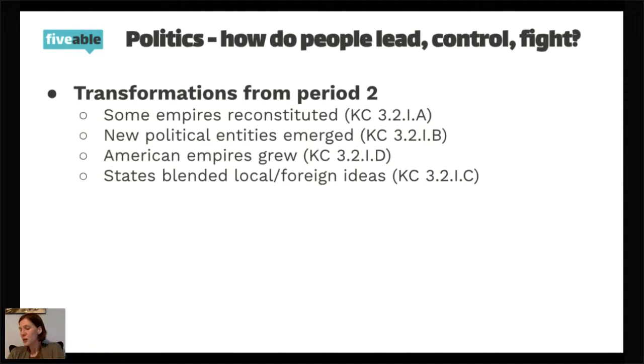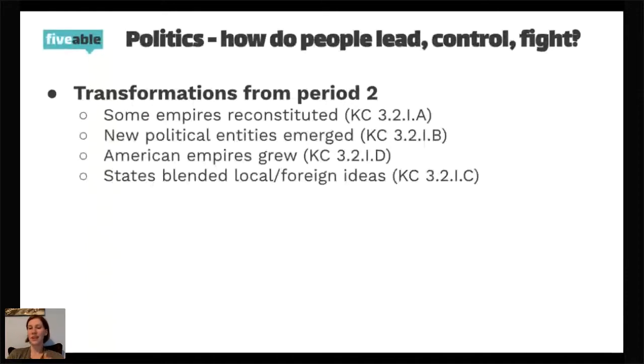And then there's this note in the key concepts that says that states blended local and foreign ideas. I think that's all it says in the key concepts, and what the College Board is trying to remind you is that trade is huge. We're going to have more on economics than any other theme for this unit in particular. Trade is a really big deal. And as the trade intensifies and increases, we're going to see civilizations taking their local traditional customs and blending them with the new ideas that they're being exposed to.